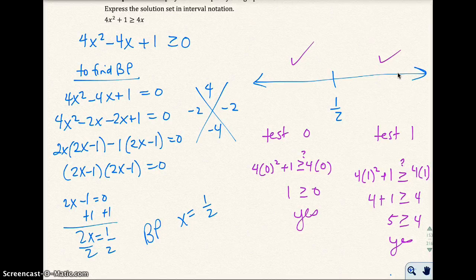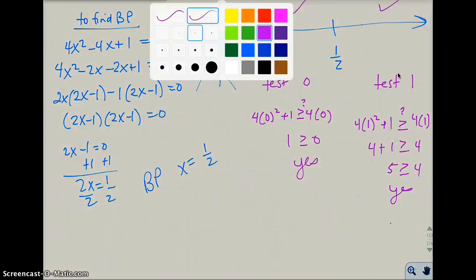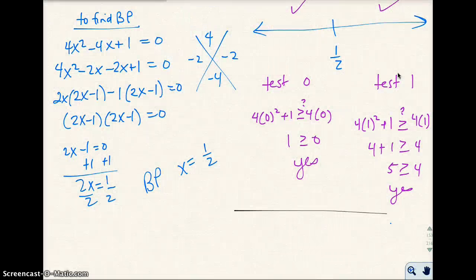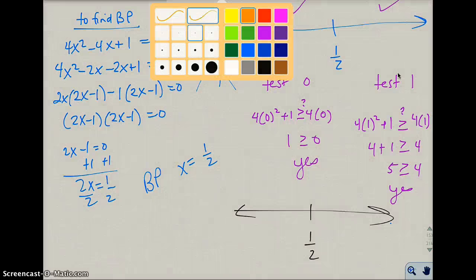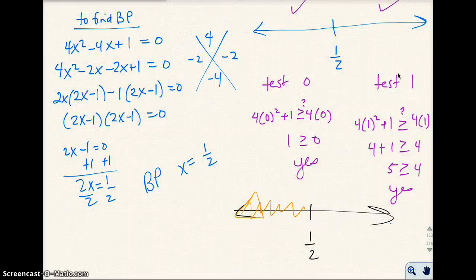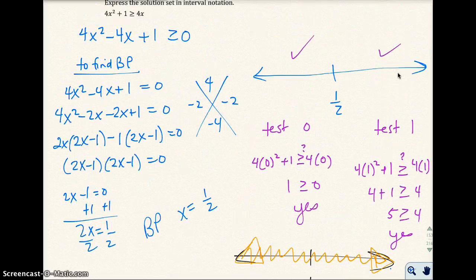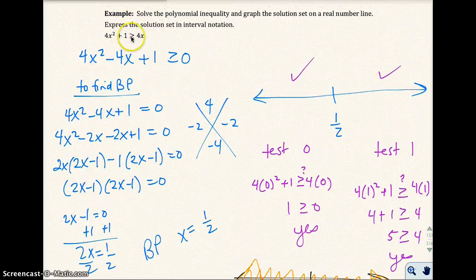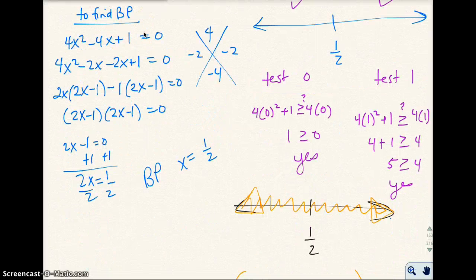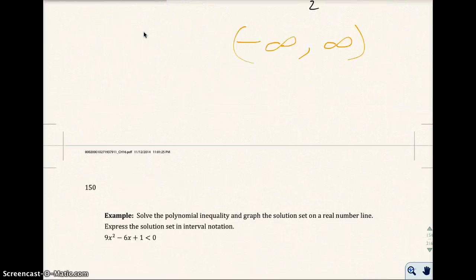So when I actually graph this, I'm going to shade in the entire number line. So my interval is going to be from negative infinity to infinity. That basically means that any number that I pick and I put in this inequality will be a true statement. Okay? Any number you pick in there. Okay, let's go to the next example. That's an interesting case there.